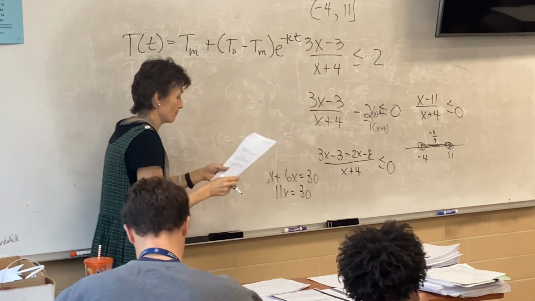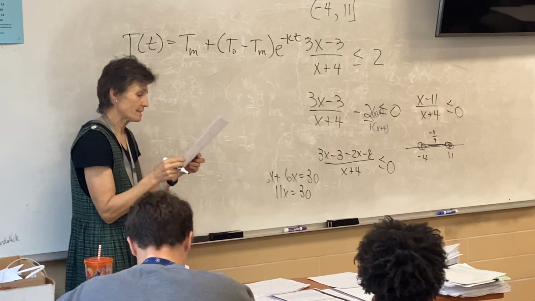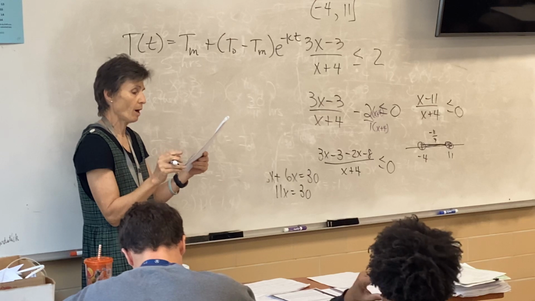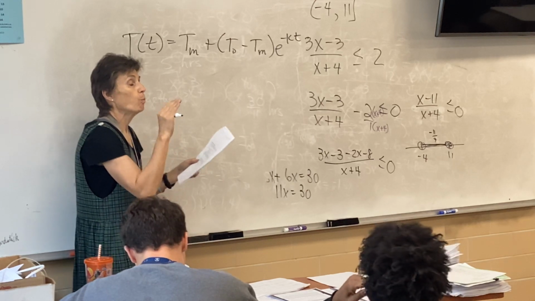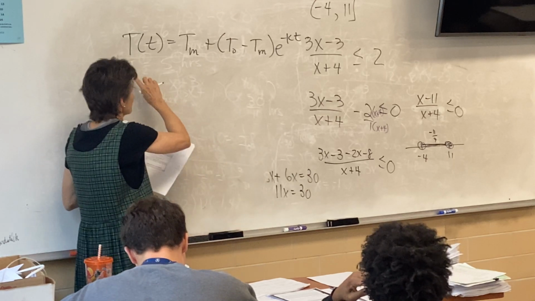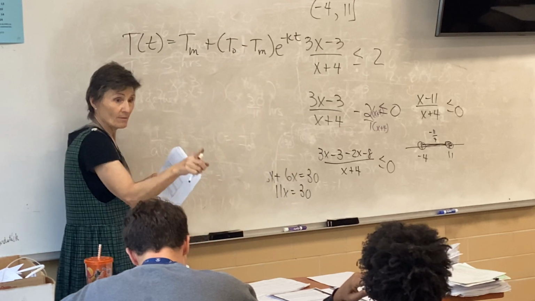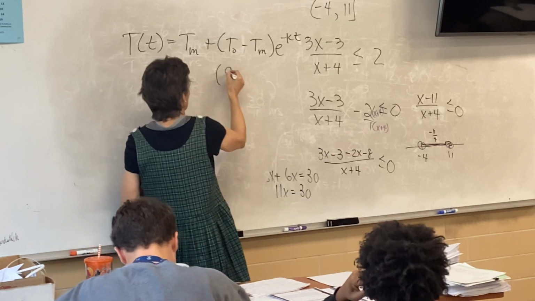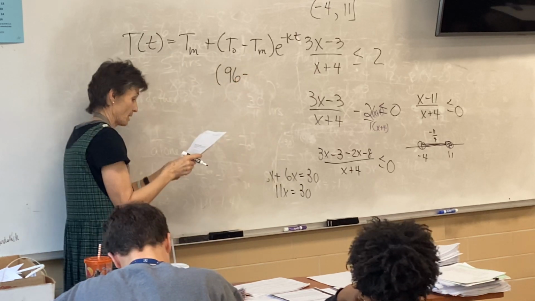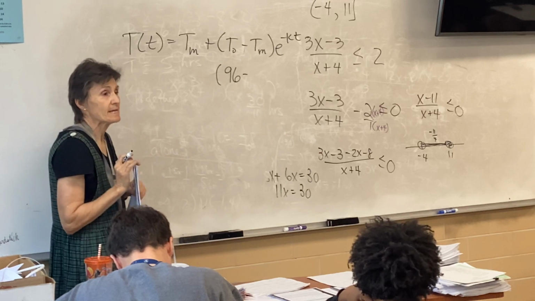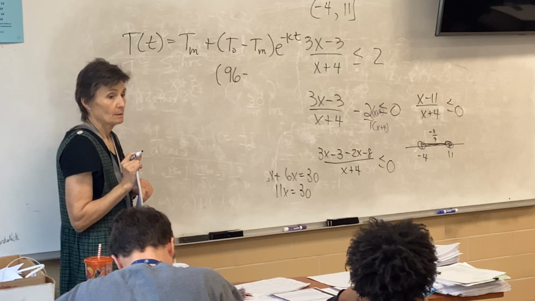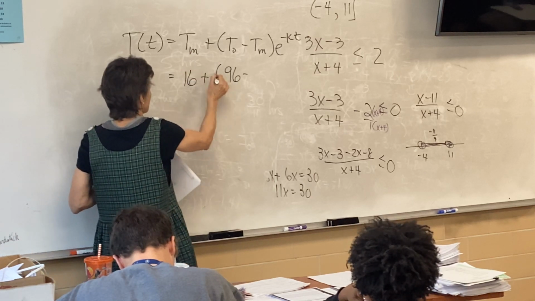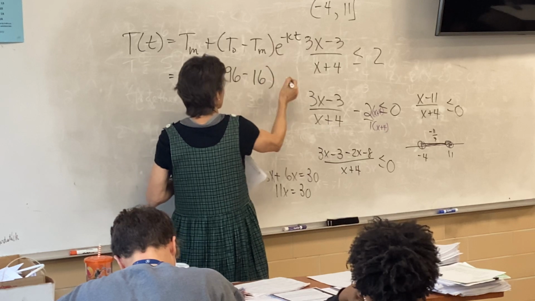All right, so here we go. A hard-boiled egg at temperature 96 is placed in 16-degree water to cool. What is the 96? In terms of all that, that is T sub naught, the initial temperature of the object. So we're going to put the 96 right here. What's the 16? That's the temperature of the medium that you're stipulating. So this is going to be 16.